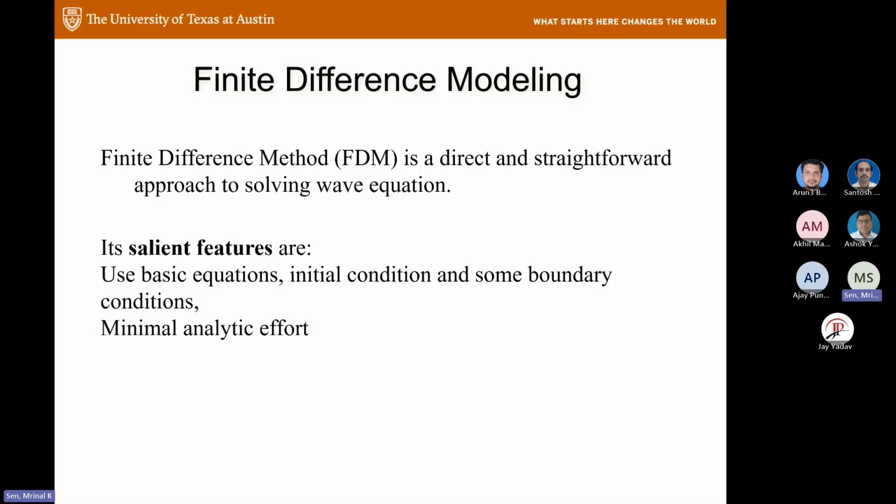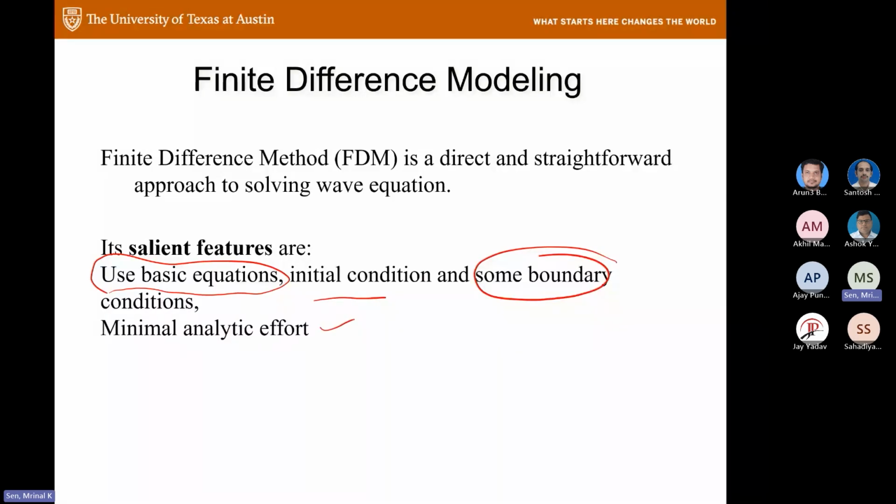Okay. So the main feature of this approach is that it uses basic equations. You don't need to transform and come up with a different form of the wave equation like we did in reflectivity. We converted our partial differential equation to an ordinary differential equation and so on. We need initial conditions and some boundary conditions, which I'll talk about then. So there is minimal analytic effort. You don't have to do any math to be able to do finite difference.